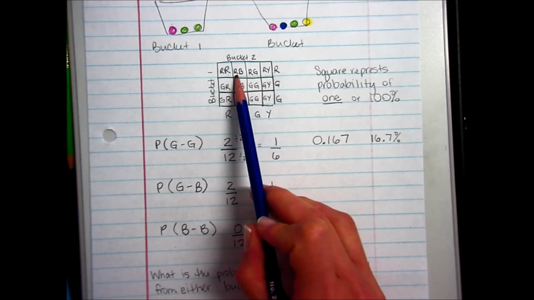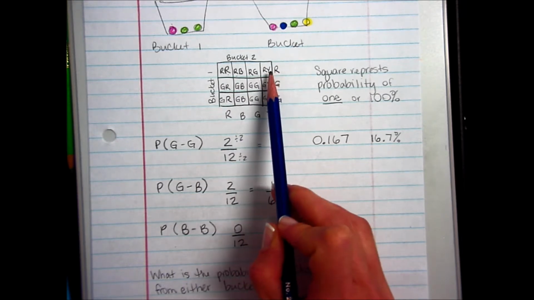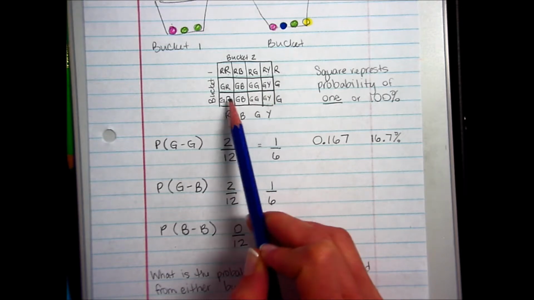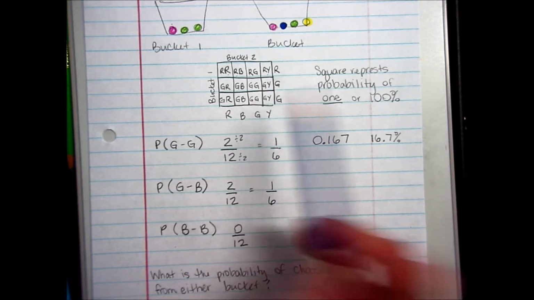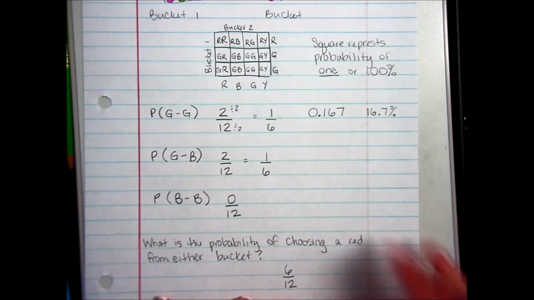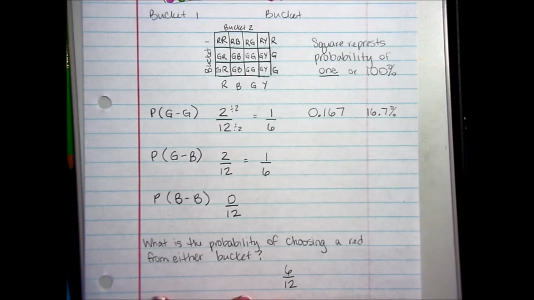1, 2, 3, 4, 5, 6 out of 12. All right, now, am I going to leave it 6 out of 12? What will I do? We're going to divide them both by what? 6. I could divide them both by 2, but 6, let's divide them both by 6. If we divide it by the greatest common factor, it's less work in the long run. So 1 out of 2.